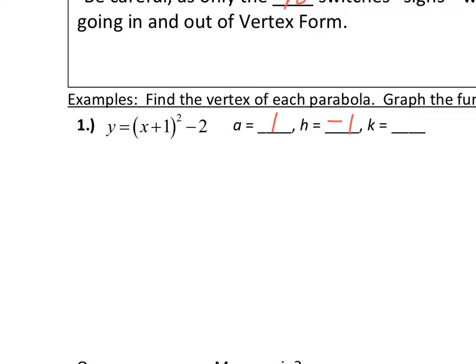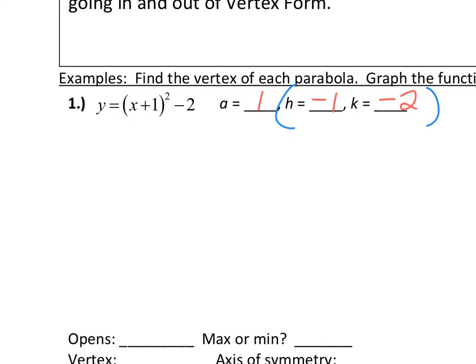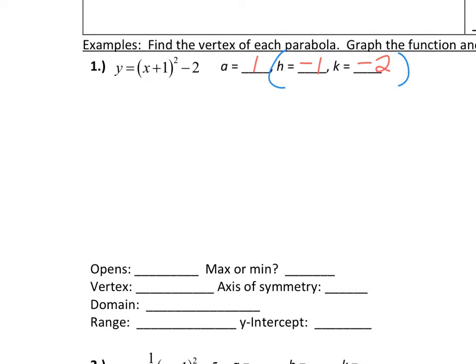And then the k is what, Stevie? Negative 2 does not change signs. It's not in the parentheses. So this is your vertex, h, k. So we'll answer a few questions before we get to graphing this. The a value still tells us which way it opens. So we know that the a value is positive 1. So guys, does it open up or down? Up. It's a happy parabola because the a value is positive.